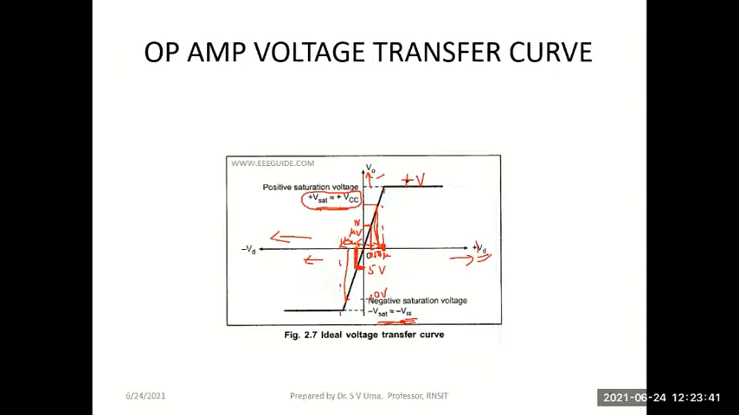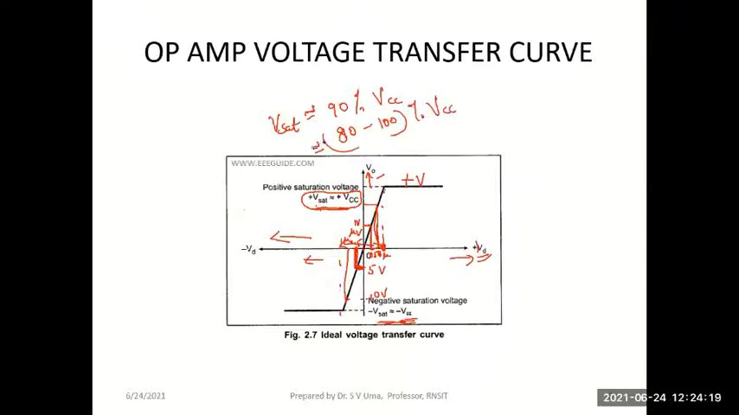Remember, the maximum output voltage will be just the saturation voltage. It can never go above that saturation voltage limit. And that saturation voltage is limited by the biasing power supply, which we connect to the op-amp. That biasing power supply positive value is plus VCC. So VSAT will usually be approximately 90% of VCC, or I can say it varies from 80 to 100% of VCC.